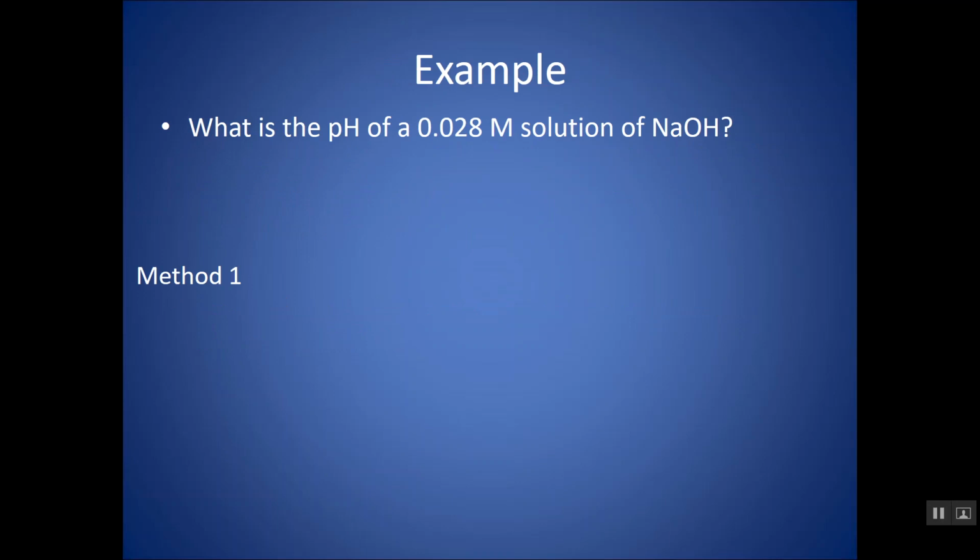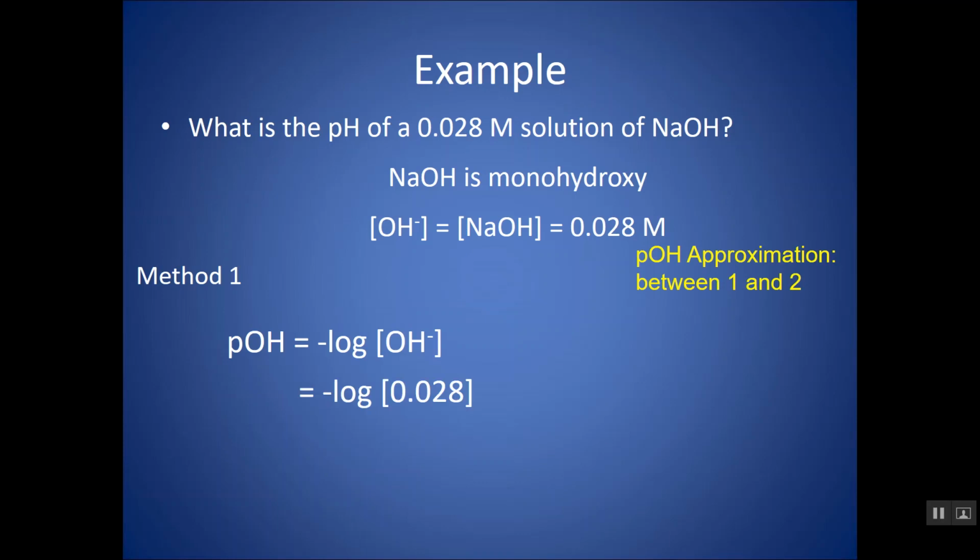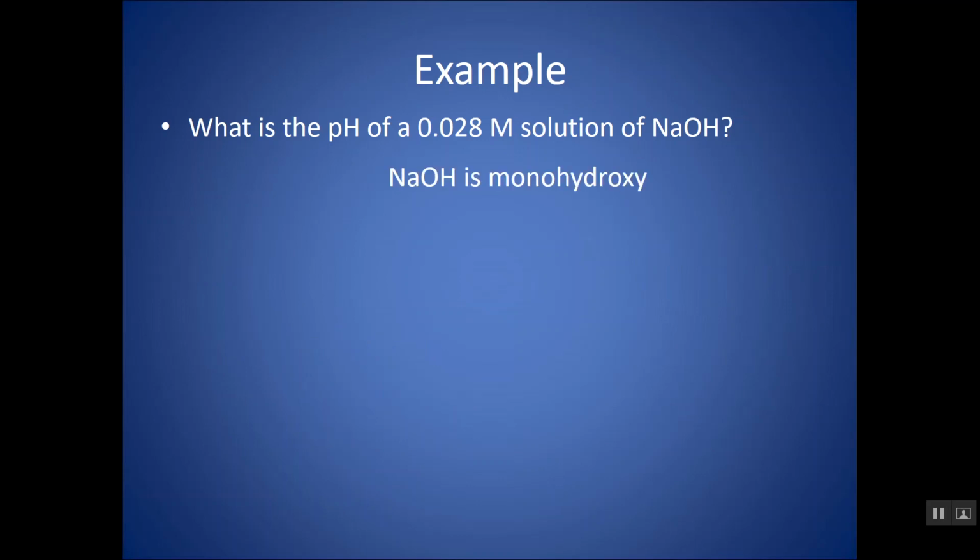So if you have 0.028 molar NaOH, then my OH minus concentration is going to be 0.028 as well. And I can find the pOH, which is just taking the negative log of OH minus. Anytime you see a little p in front, that means you're taking the negative log of that. Usually they ask you for pH in the problem, so just make sure that you subtract from 14 to get your pH. And I get 12.45. Okay.